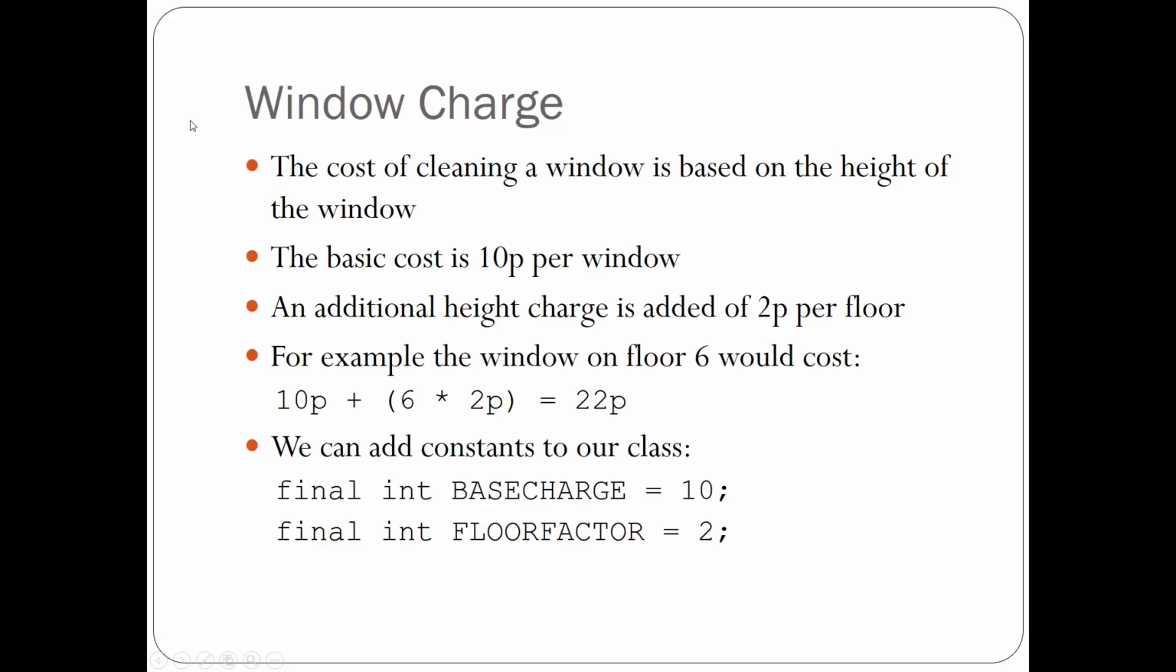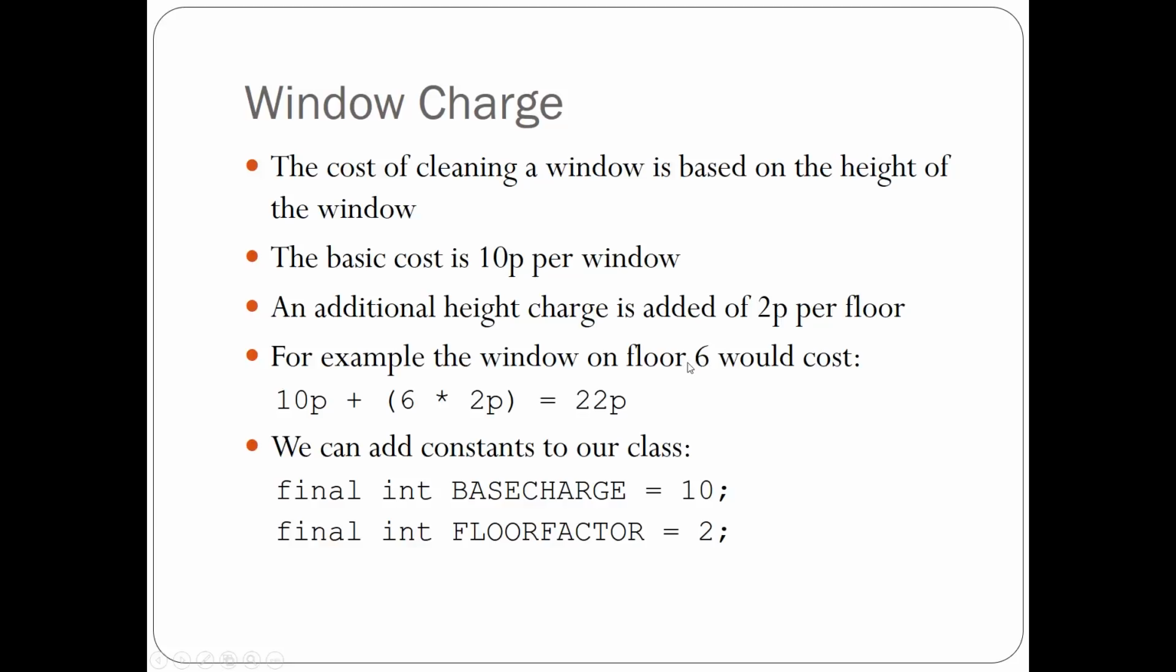So let's have a look at our method of costing the cleaning of a window, and it's all going to be based on a basic charge and the height of the window. So the higher up you go, the more you pay. Danger money, in fact. So the basic cost of cleaning a window is 10p. So it doesn't matter whether you're on the ground floor or the top floor. But we're going to have an additional height charge of 2p per floor.